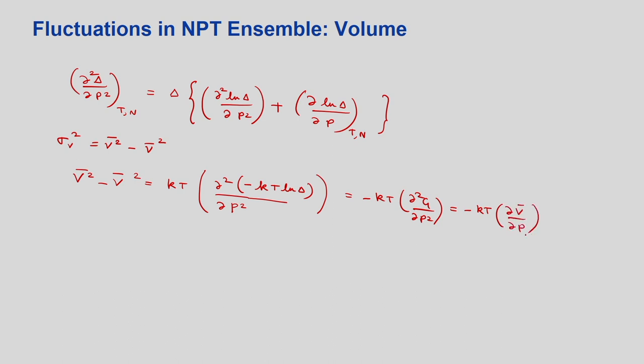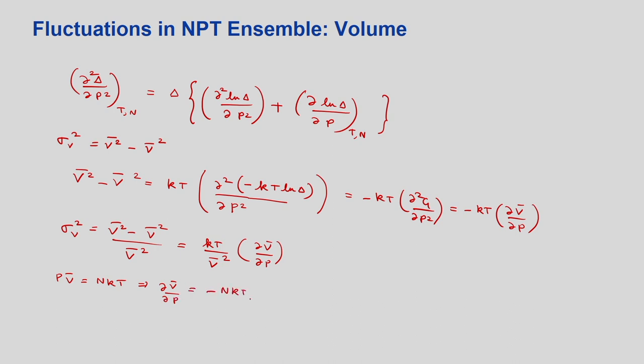Now the fractional fluctuation term takes the form sigma V square by V bar square, which is equal to KT upon V bar square times dou V bar by dou P, with a minus sign. For an ideal gas, taking P V bar equal to N KT, dou V bar upon dou P is minus N KT by P square. Substituting the value here, sigma V square by V bar square equals N KT square by N KT square whole square, which is nothing but 1 upon N.